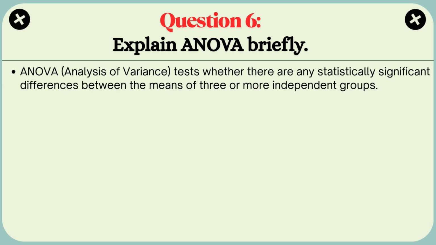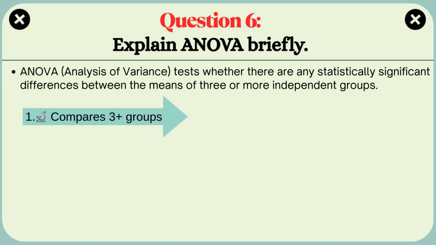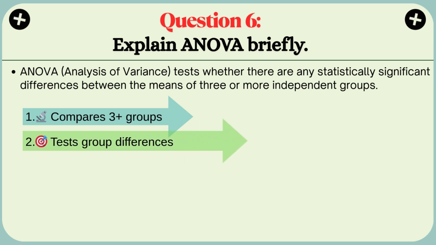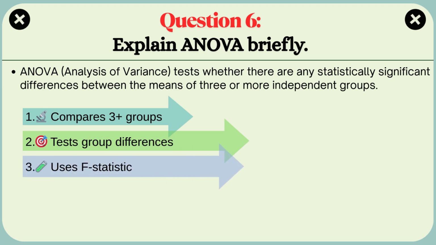Question 6. Explain ANOVA briefly. ANOVA, analysis of variance, tests whether there are any statistically significant differences between the means of 3 or more independent groups. Compares 3+ groups: designed for more than 2 groups. Tests group differences: determines if any group mean is significantly different.